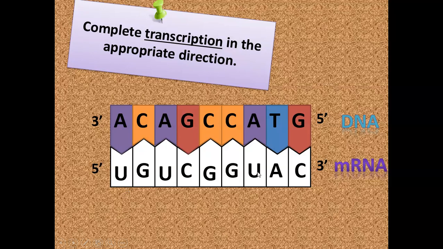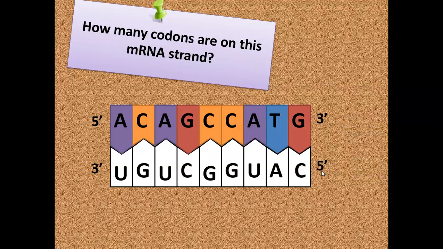So that is my transcription. I made my complementary RNA that can now leave the nucleus and go out into the cytoplasm. But last thing, let's talk about codons. So how many codons are there in this RNA strand? Remember how many bases at a time? 3. So if I read it 3 bases at a time, how many codons do I have?